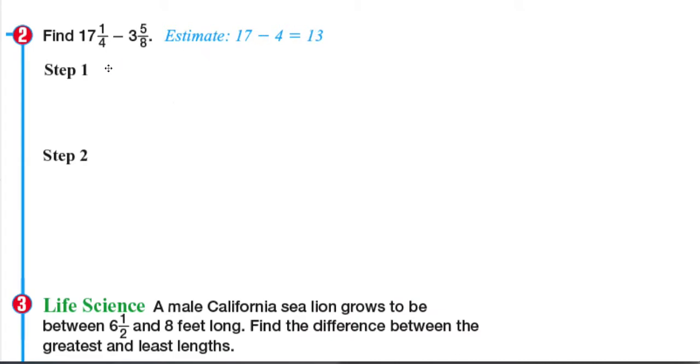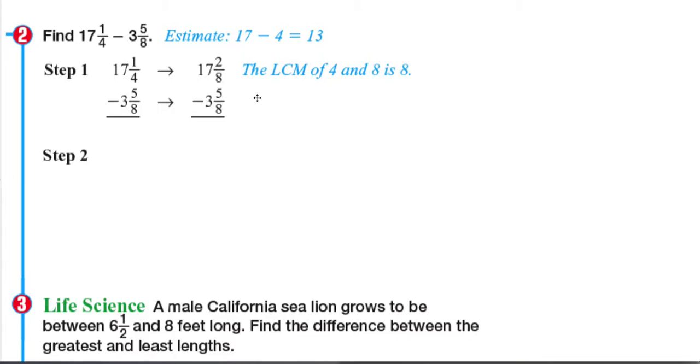Okay, step number 1, let's do this. 17 1/4 minus 3 5/8 written vertically. If you notice in this particular problem, you don't have like denominators, so that means you go back to your LCD. The LCD of 4 and 8 would be 8, so we rename 1/4 to be 2/8. And we keep negative 3 5/8, because the LCM of 4 and 8 is 8. So that's step number 1.